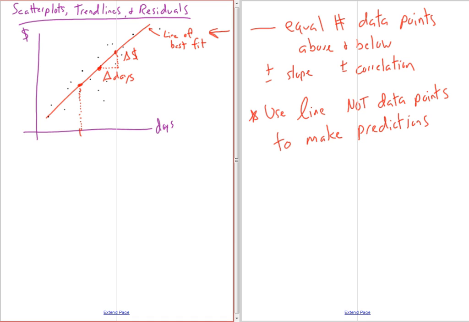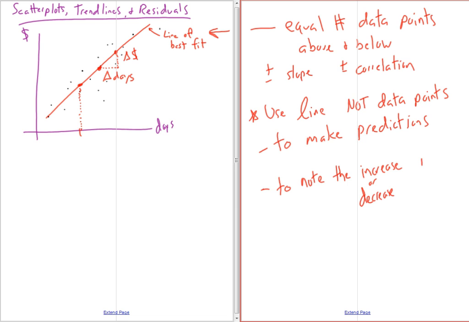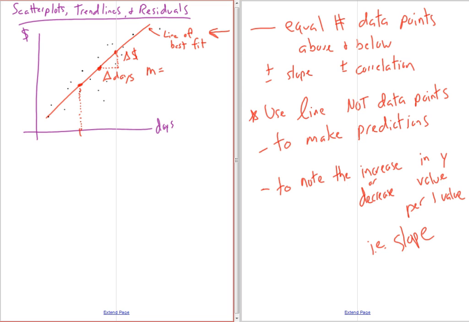Another thing to remember always is the slope. Here we've got the change in money over the change in days. So use that line of best fit to make predictions or to make a note about the slope, or maybe we're better off to say the increase or decrease in the change in y per change in x. That's the slope. Okay, so there's our scatter plot. For instance, this would be maybe $3 for every 2 days, which would correspond to $1.5 per day. So that's some analysis that you'll have to do with the scatter plots.